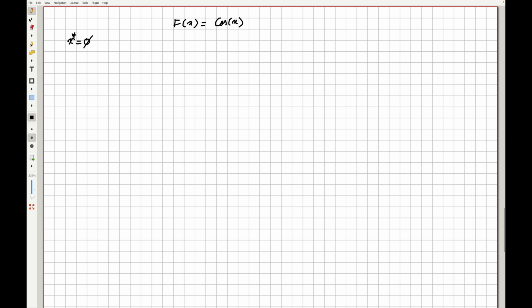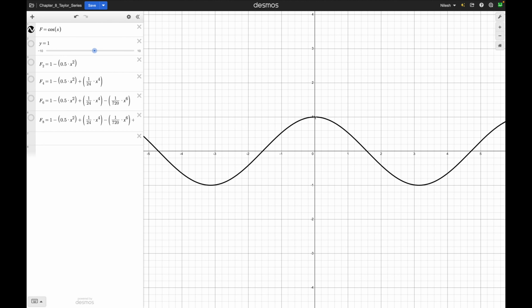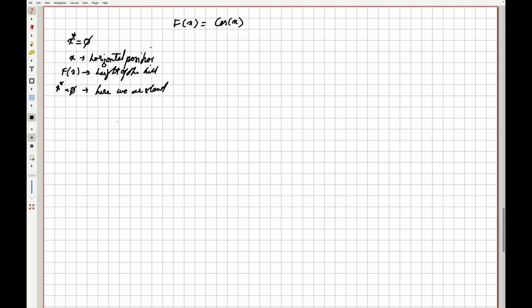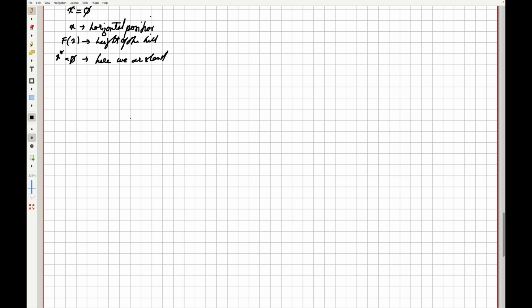What x represents is the horizontal position, and f of x represents the height of the hill. When we say x star is equal to 0, what we mean is here we are standing. So imagine we are standing right here at x is equal to 0, and this x-axis is the x we are referring to.